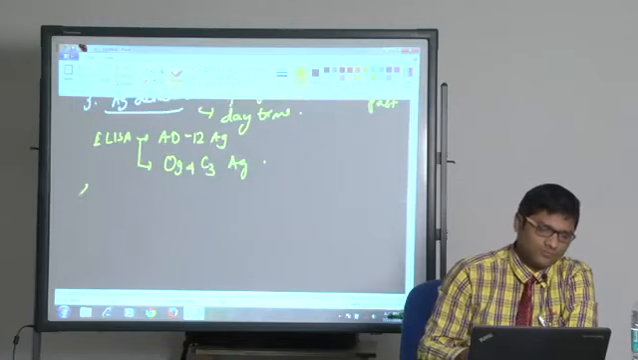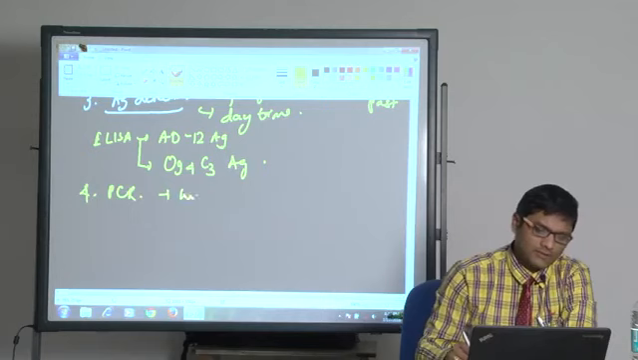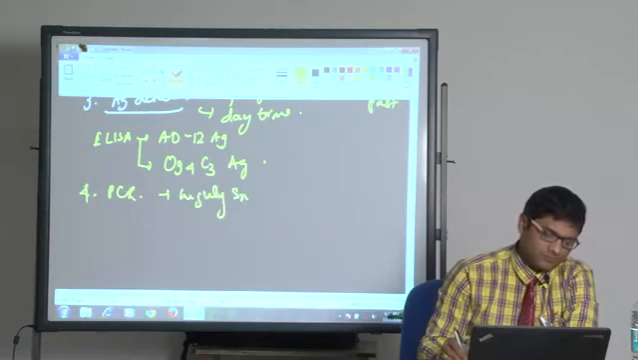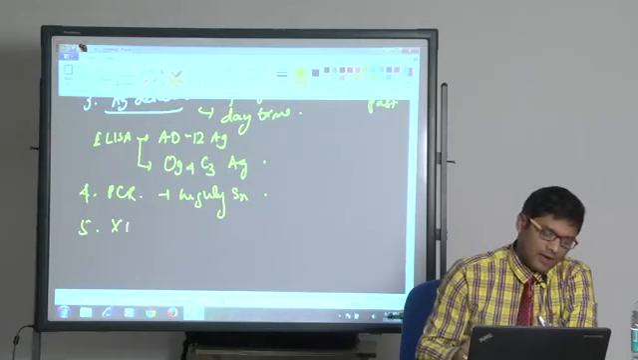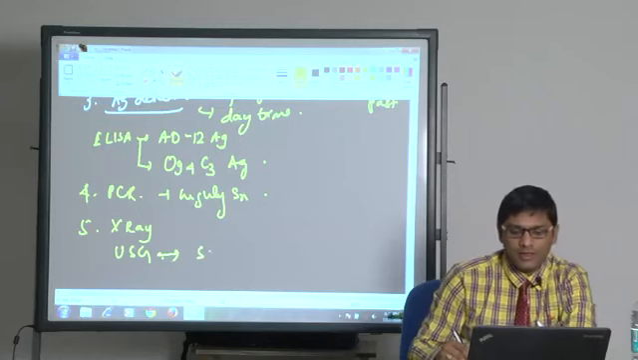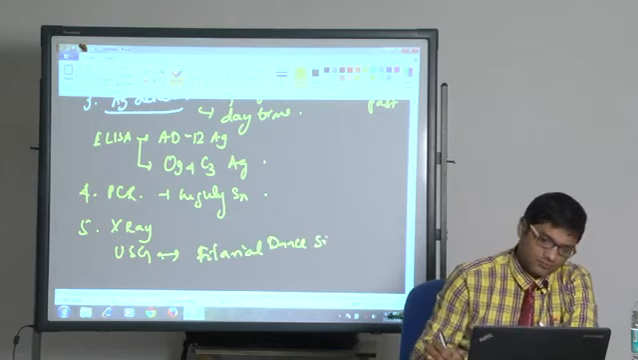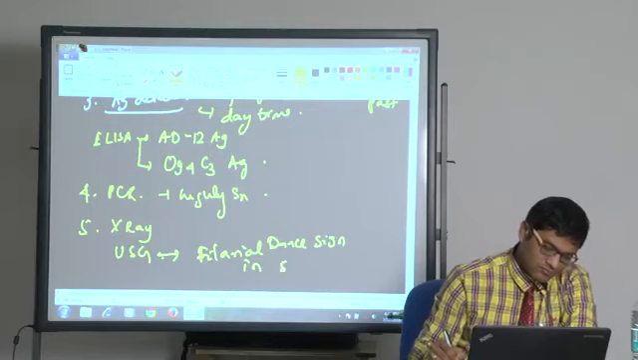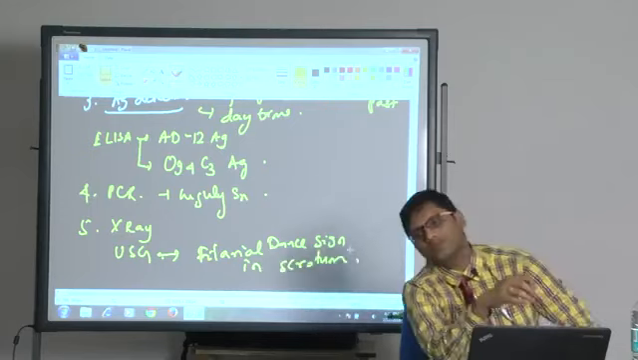PCR also you can do. PCR is highly sensitive. X-ray and other imaging methods can be done. Ultrasound and X-ray. Ultrasound, if you do, then you can see the filarial dance sign in scrotum. Filarial dance sign in scrotum.